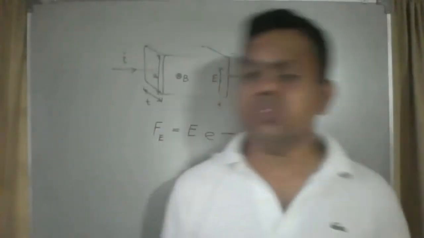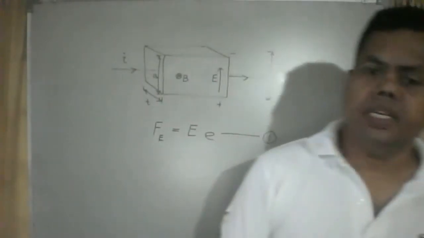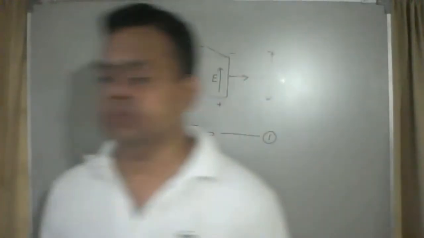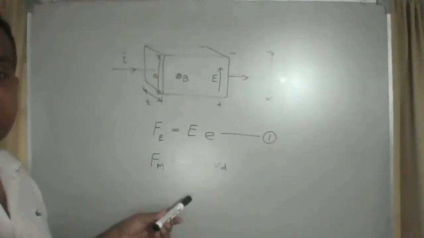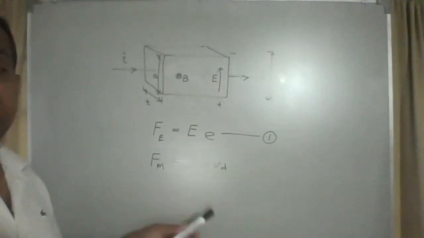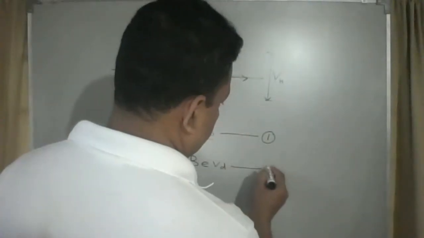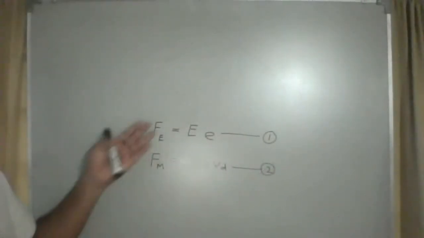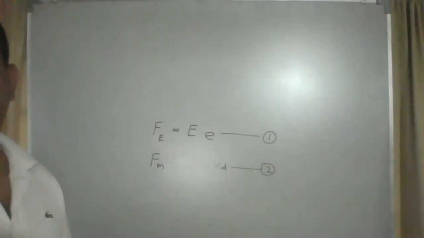Since a magnetic force on a moving charge is given by F equals BQv, magnetic force on an electron can be written as follows, where Fm is the magnetic force, B is the magnetic flux density, e is the electronic charge, Vd is the drifting velocity of electrons. Say equation 2. At a steady state, Fm equals Fe. Therefore, we can write as follows.